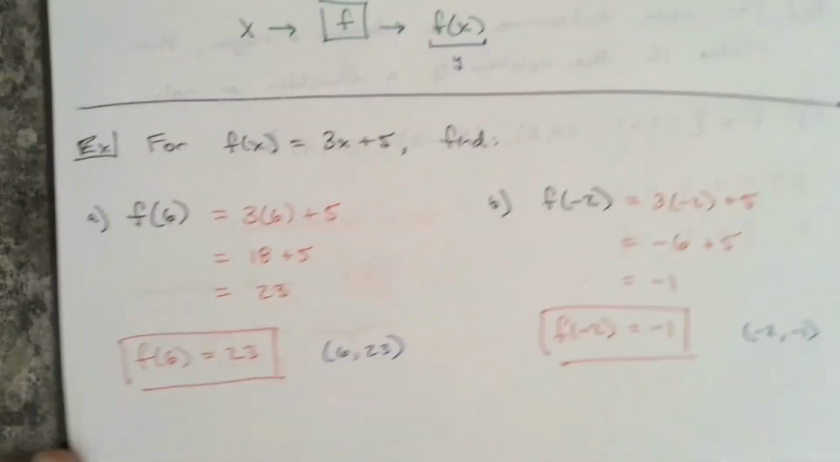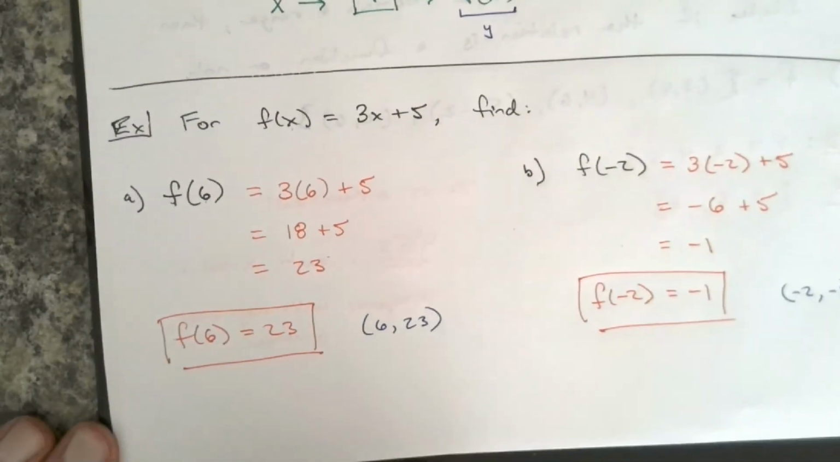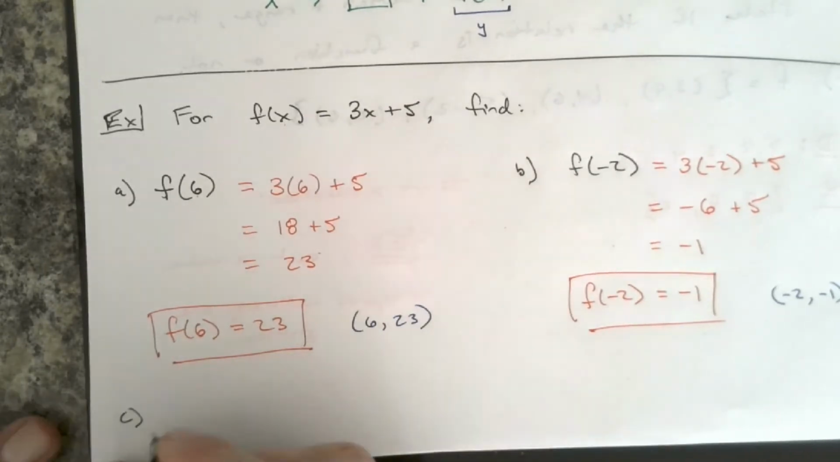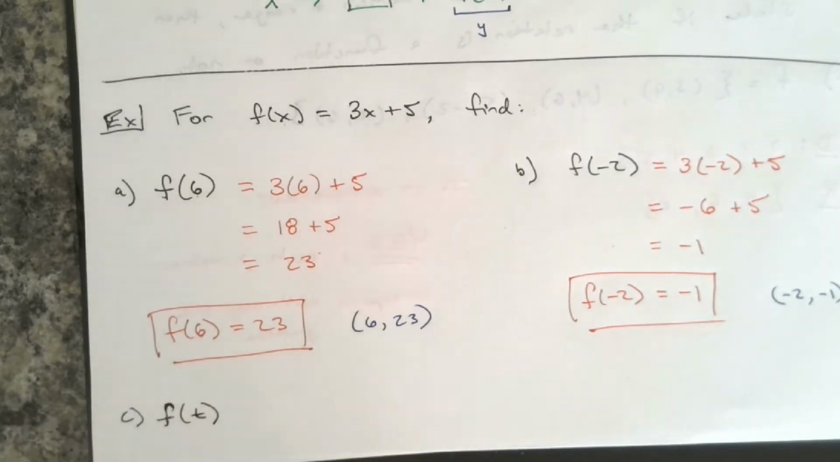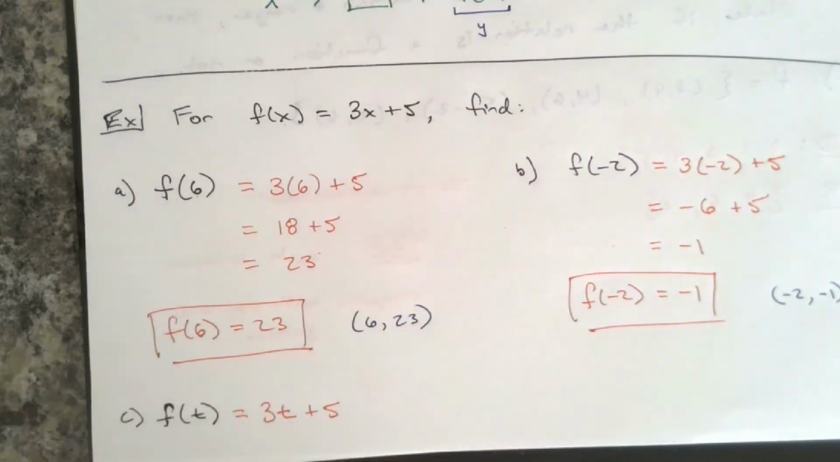We could also substitute in variables for x, not just numbers. If I said, and I'll call this letter C here, if I said I had f of t, all that really means to do is put in t everywhere you saw an x in f of x. So this would be 3 times t now, replacing the x, plus 5. And since that doesn't simplify any further, that's it. That's your answer. f of t is equal to 3t plus 5, and that's it.